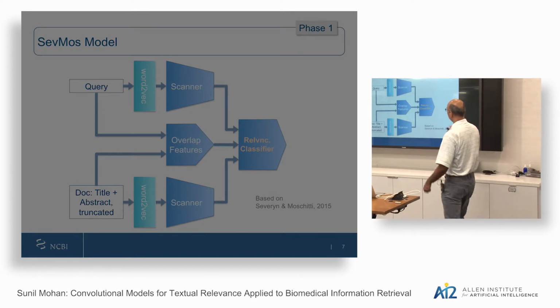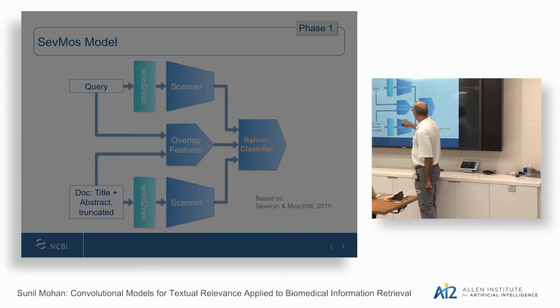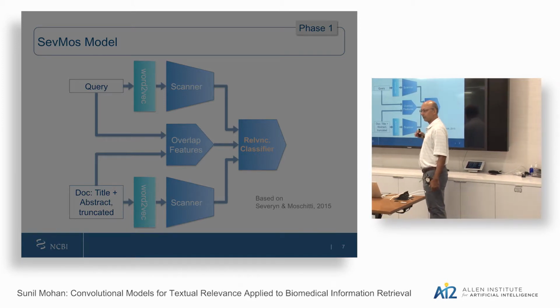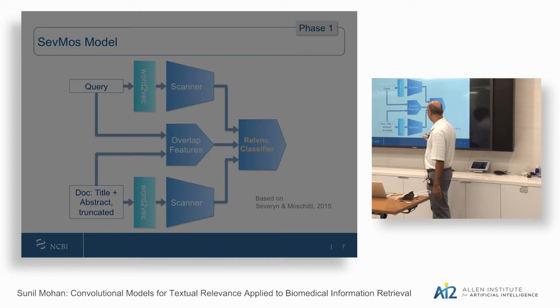I will describe each module, but basically there are two scanners. These are convolutional, so again, this was attractive because they're much faster than recurrent networks. And they also combine some lexical match features between query and document, and then a classifier subnetwork. So these are the two G's, and this is the F.